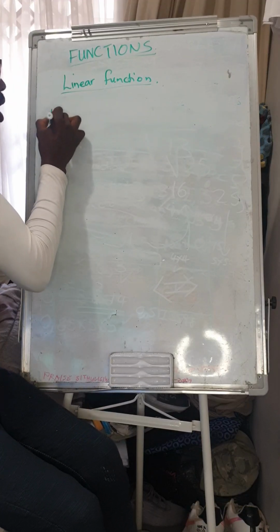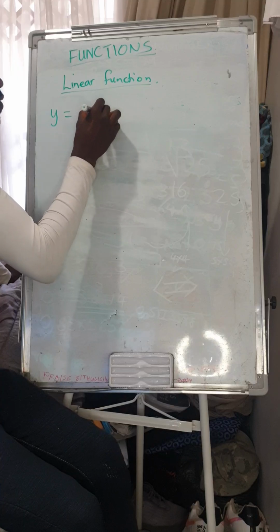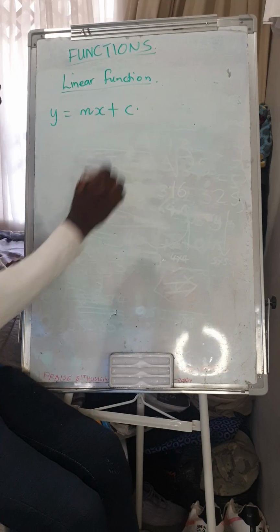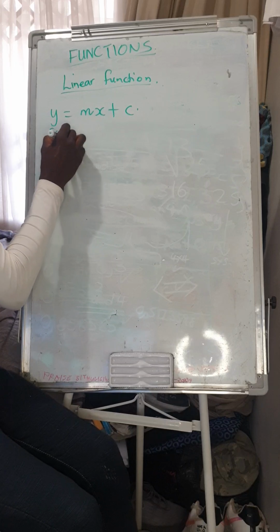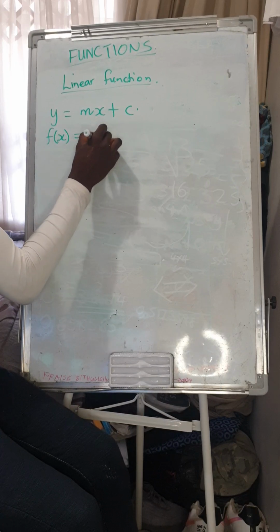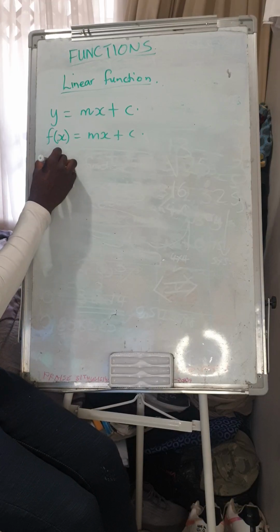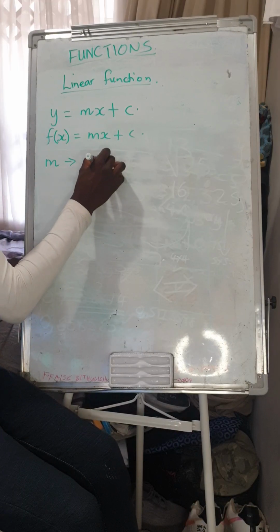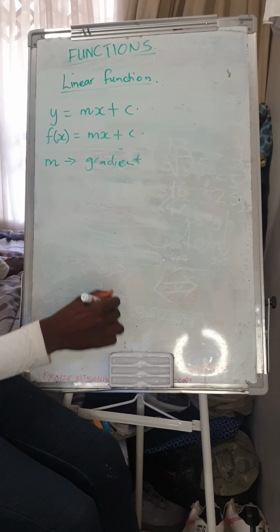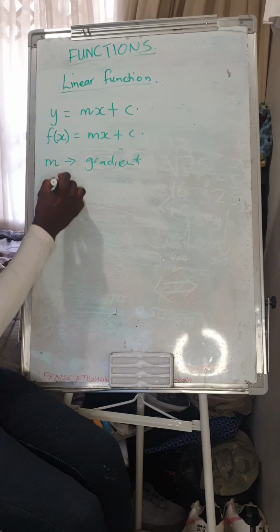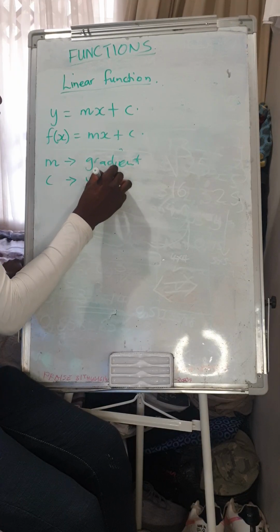It says y equals mx plus c. We can also represent it like this: f of x equals mx plus c. With this one, m is the gradient, and c is the y-intercept.